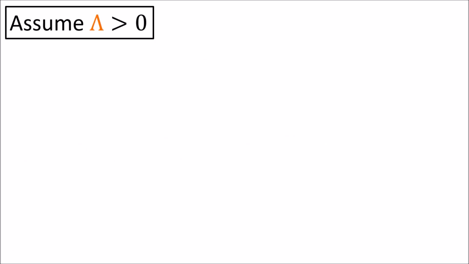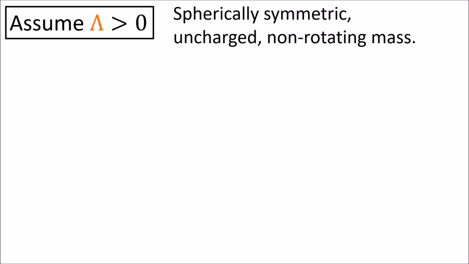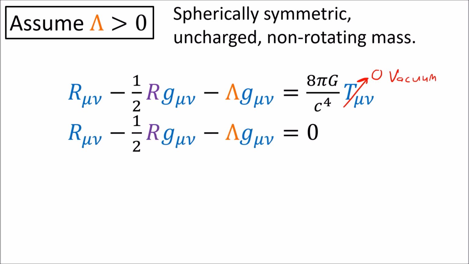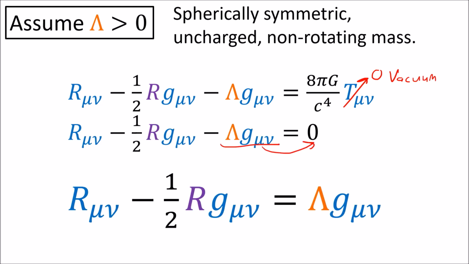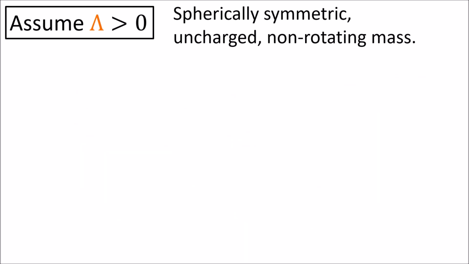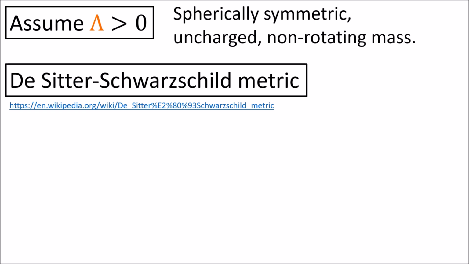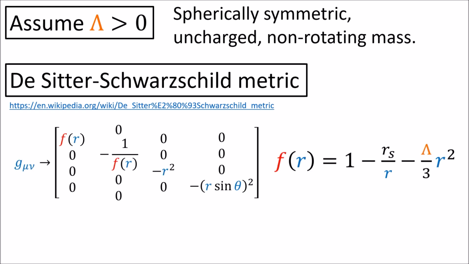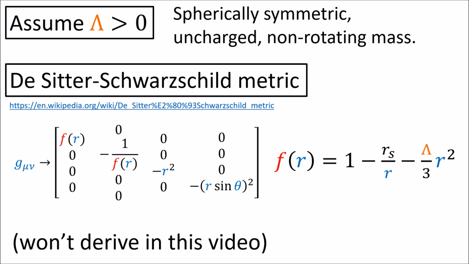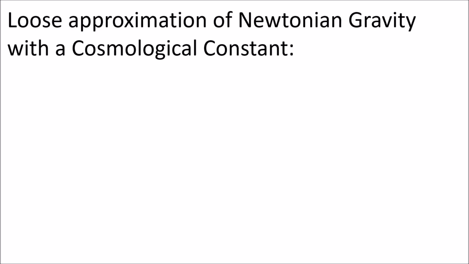In a universe with a non-zero cosmological constant, the vacuum solution for a spherical body will be slightly different than the Schwarzschild solution, since the cosmological constant will act as a source of spacetime curvature on the right-hand side. One example metric solution is the de Sitter-Schwarzschild metric, which describes a black hole in an empty universe with positive cosmological constant. I'm not going to derive this metric solution. Instead, I'll show a loose approximation of what Newtonian gravity would look like if it had a cosmological constant, and draw some conclusions from that.